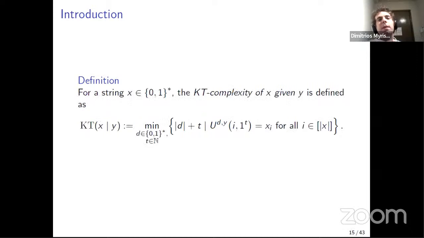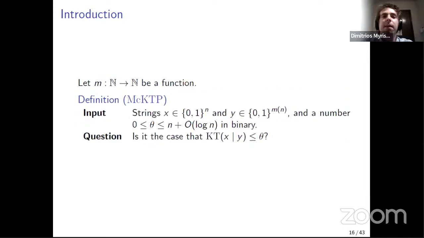Basically, what we did in this paper is that we studied a notion of KT complexity that is conditional, in the sense that you have some extra information y. So when you try to generate the bits of the string x, you also have this helpful information y, apart from the program. And this is the decision problem about conditional KT complexity. So let's now see what we did with it.